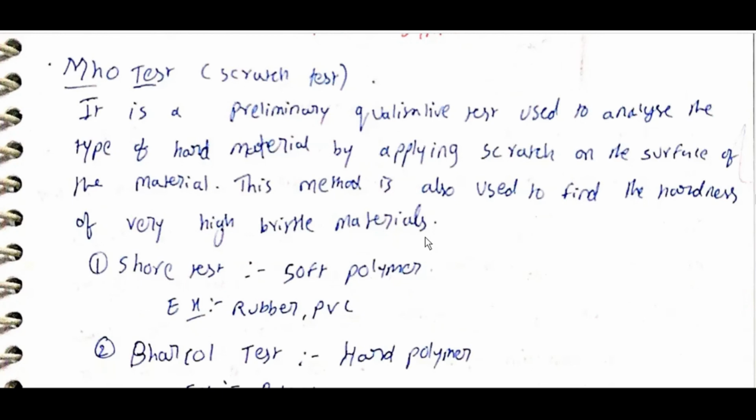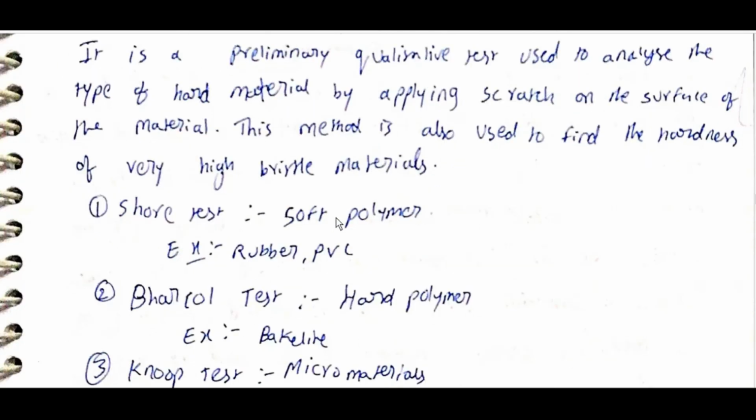Mohs test, also called the scratch test, is a preliminary qualitative test. It is used to analyze the type of hard material by applying a scratch on the surface of the material. This method is also used to find the hardness of very hard, brittle materials.